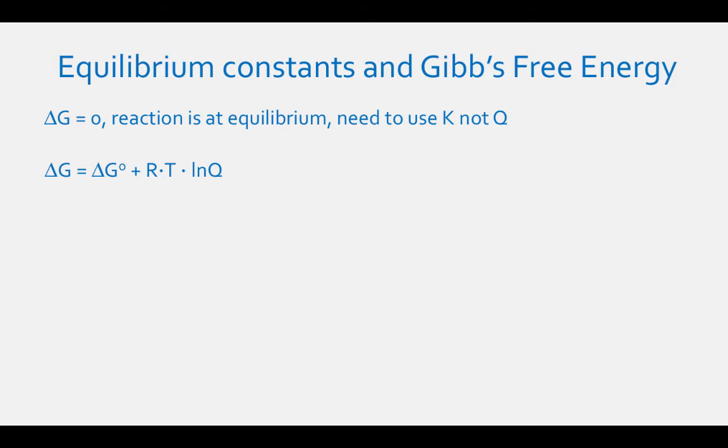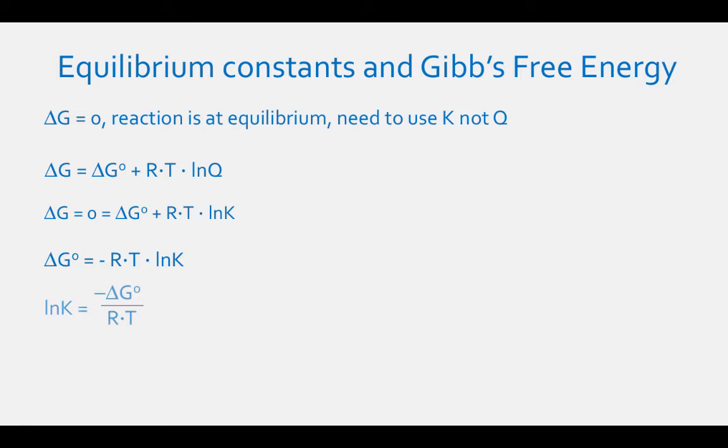Let's plug these things into the equation delta G equals delta G standard plus the gas constant R times the temperature T times the natural log of Q. Delta G equals 0, which equals the standard state delta G plus R times T times the natural log of K, because we are now at equilibrium. If we rearrange this equation, we find that the standard delta G equals negative gas constant times temperature times the natural log of the equilibrium constant.